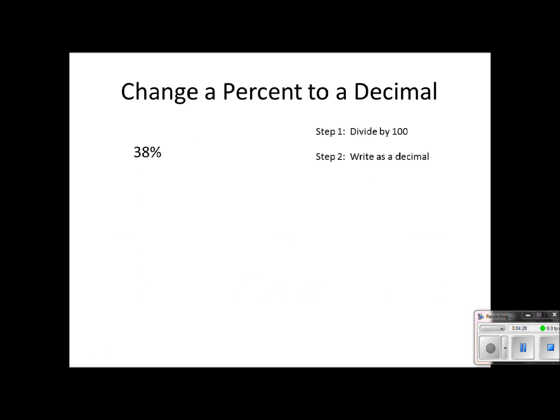Now we're going to move on, and we're going to change a percent to a decimal. So the first thing I want to do, and I've given you step-by-step instructions here as well, is we are going to divide by 100. So 38% is, remember, percent means out of 100. This is 38 per 100, or 38 out of 100.